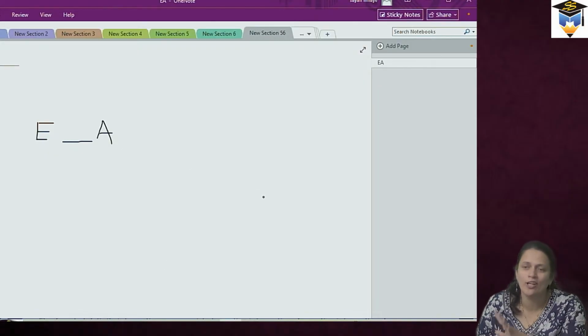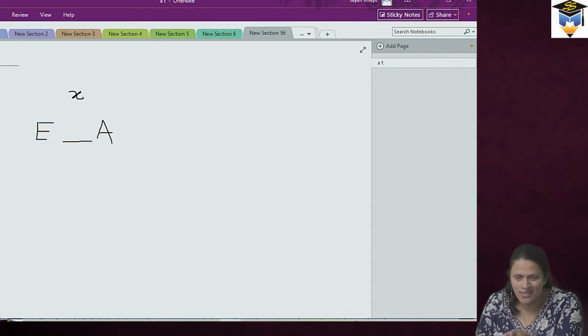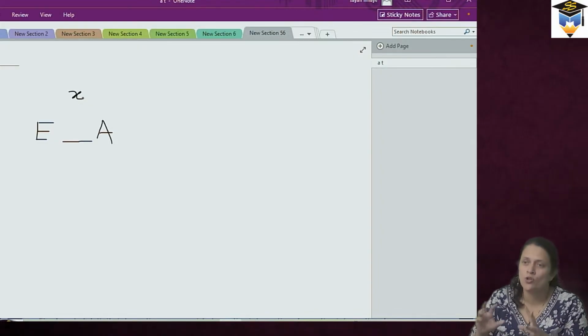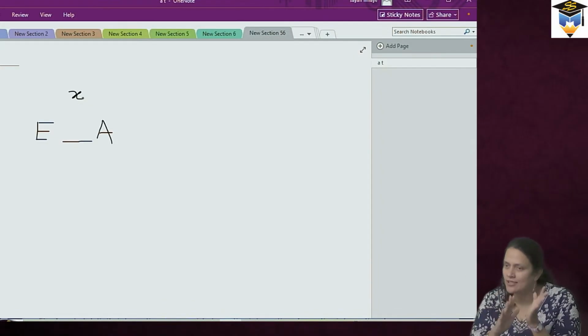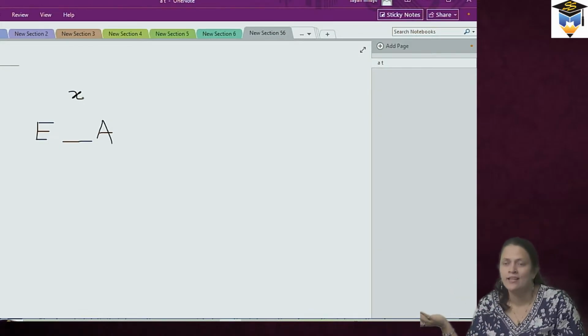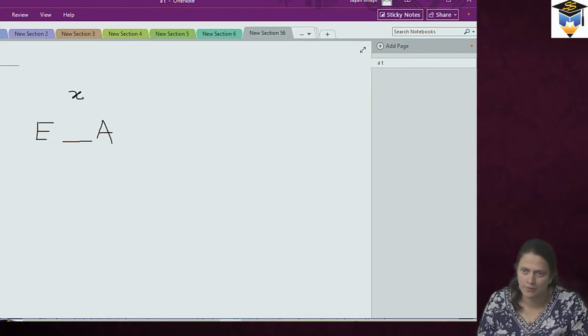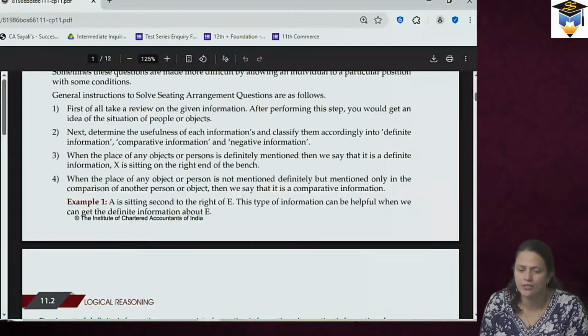So this is going to be their order in which they are sitting. So who is in between? The person who is not known to us, let us say it is X, for example. So he is in between E and A. Immediate right means the neighbor on the right hand side. Immediate left means the immediate neighbor on the left hand side. And in between, you already know.